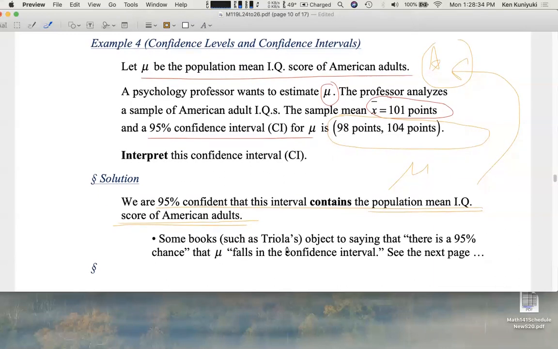Now, some books, such as Mario Triola's book, object to saying that there is a 95% chance that mu falls in the confidence interval. So there's some semantic objection to this term falls in.